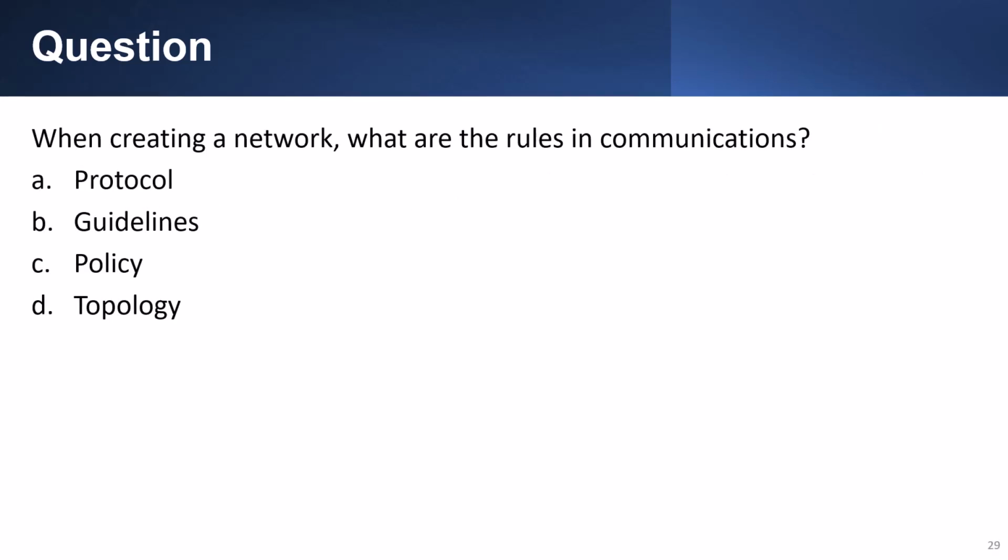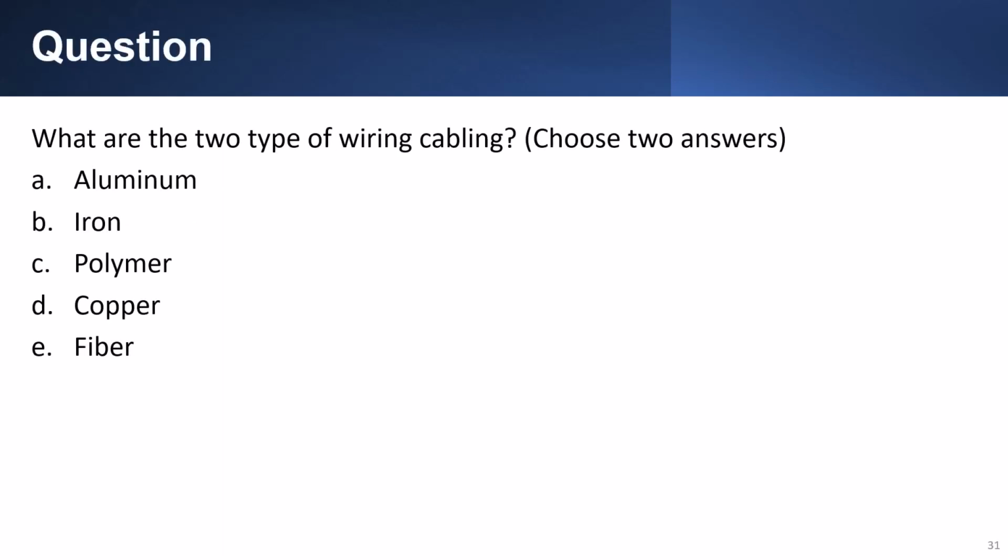Question: when creating a network, what are the rules in communications? Answer: protocol. Question: what are the two types of wiring cabling? Choose two answers. Answer: copper and fiber.